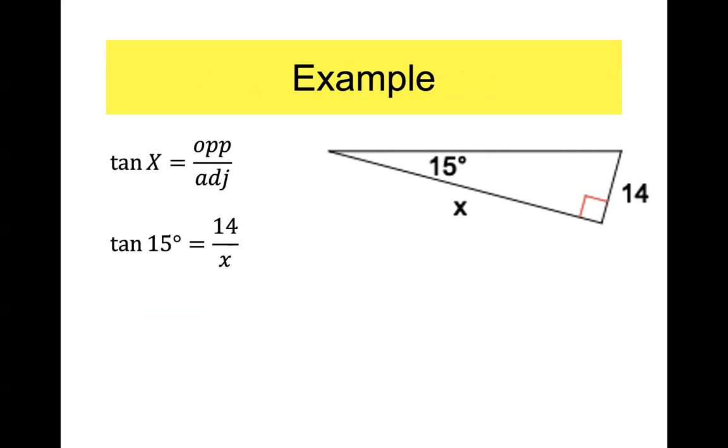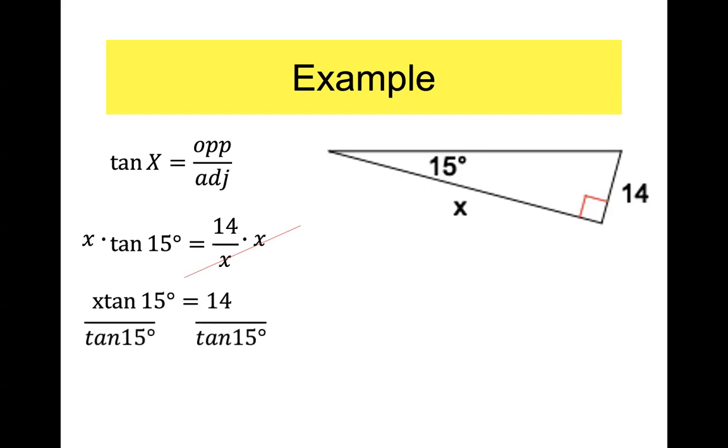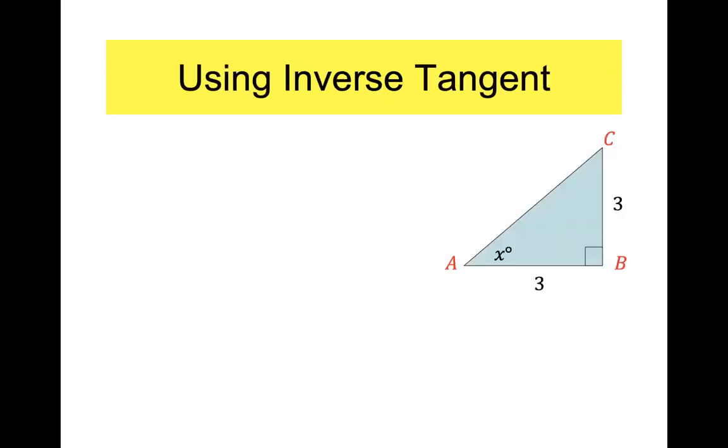Remember the pattern: when x is in the denominator, we multiply both sides by x. On the right side, the x's cancel. On the left side, we now need to get rid of the word tan 15. We get rid of the tan 15, not just tan, but tan 15, by dividing both sides by tan 15. On the left side, the tan 15 cancels, and on the right side is what we plug into our calculator. Plug that into our calculator, 14 divided by tan 15, and we get 52.2. Always remembering that our calculator, at least for this year, must be in degrees, not radians.